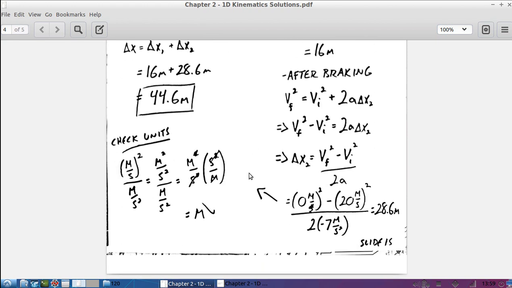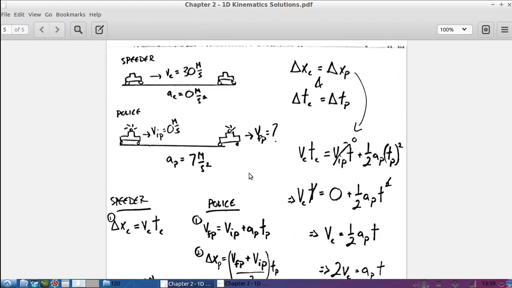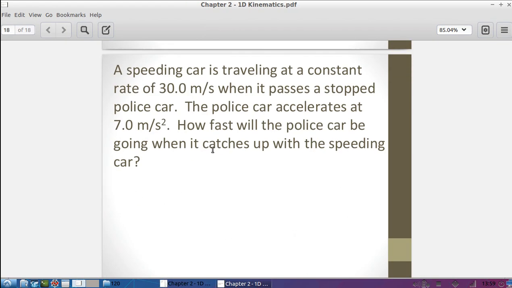Okay, so here's your public service announcement for safe driving for the week. Okay, here's a very nice problem. I've got two vehicles. One car is speeding. Let's say it's going down the highway 30 meters per second, and it passes a stopped police car.